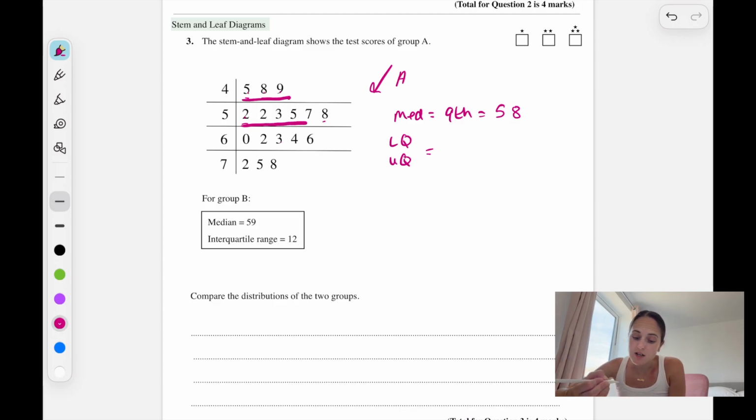The median one is going to be between the 4th and the 5th one. So it's going to be between 52 and 52. Luckily, it's the same number. So the lower quartile is just 52.